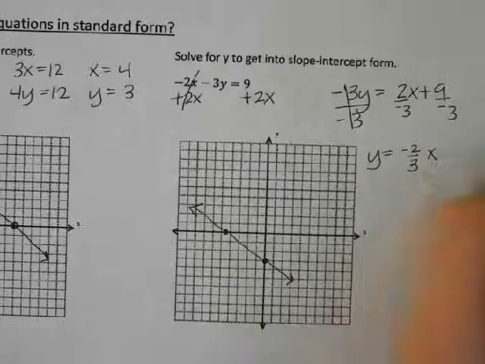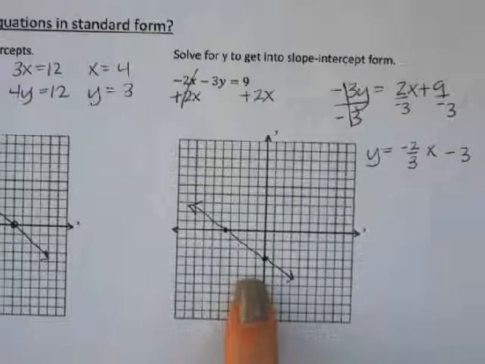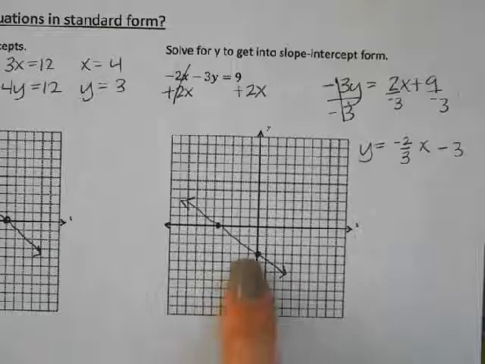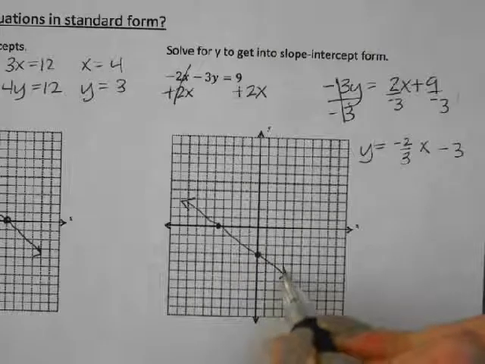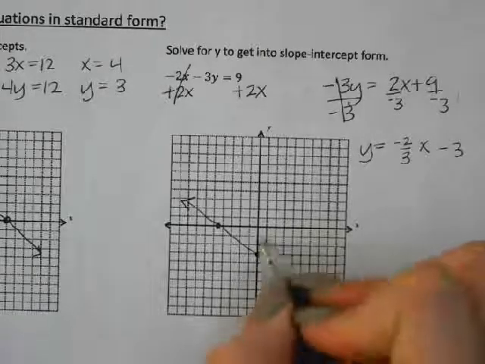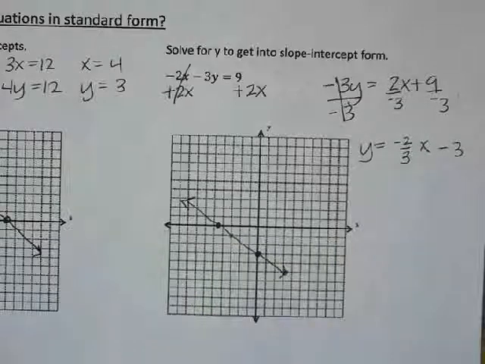So negative 2/3 x, and then what should I put on the end? Minus 3. And does that fit what we graphed here? Yeah. So we have a y-intercept at negative 3. And it would be going down 2 to the right 3, or up 2 to the left 3, which does match what we drew. We got it right. Okay. We good? You remember that? Yeah. Okay.